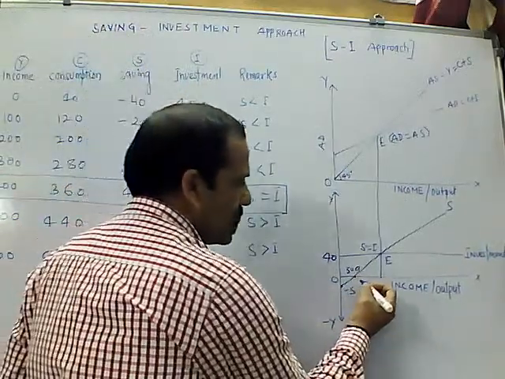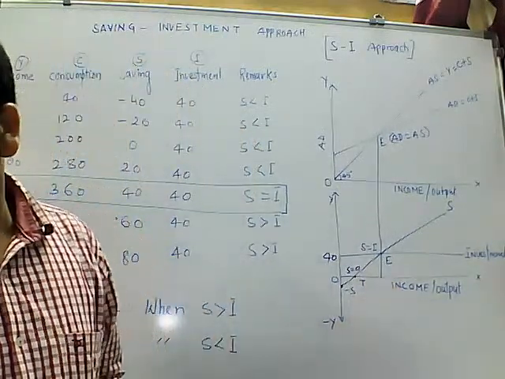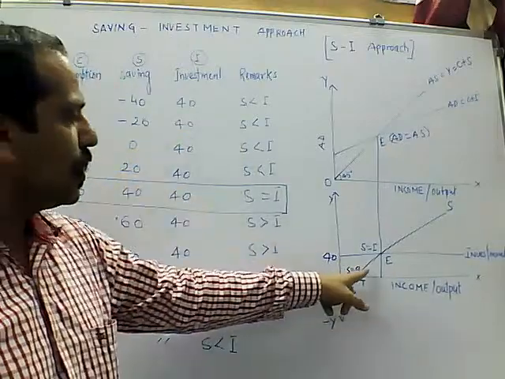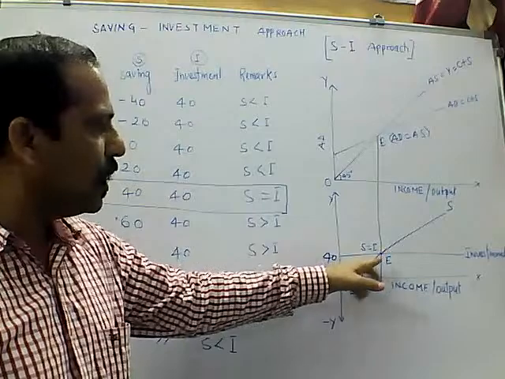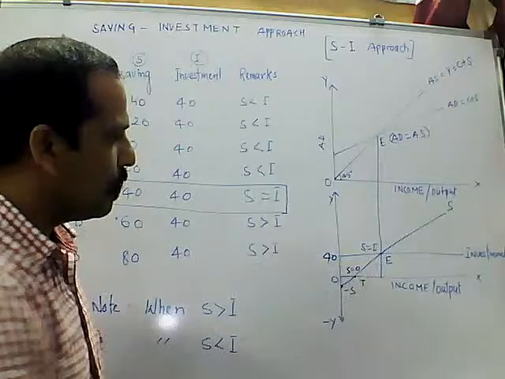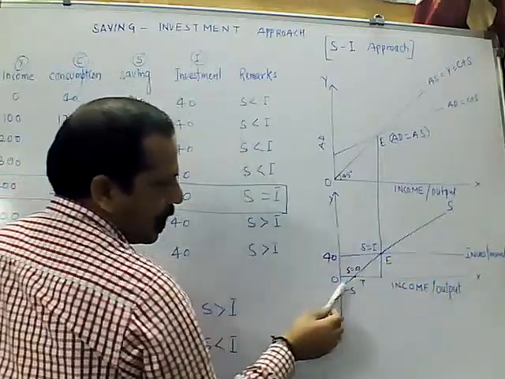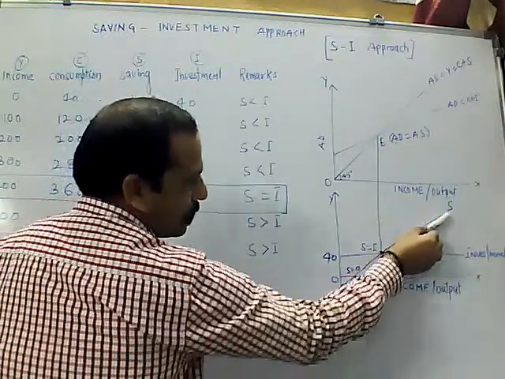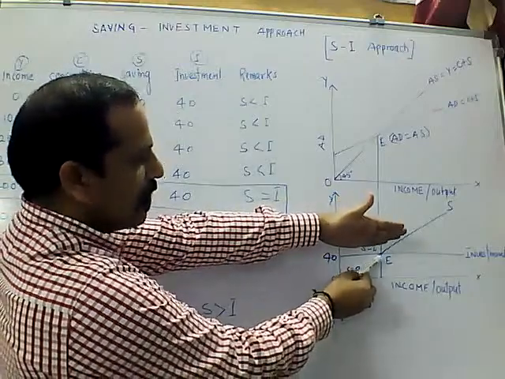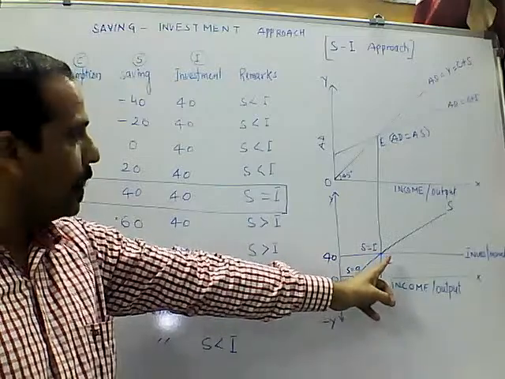Let the point be T. Savings 0. Then afterward, savings keep on increasing, but still less than investment, because your investment is 40. This is the investment curve and this is your saving curve. So saving keeps on increasing but is still below the investment up to point E.